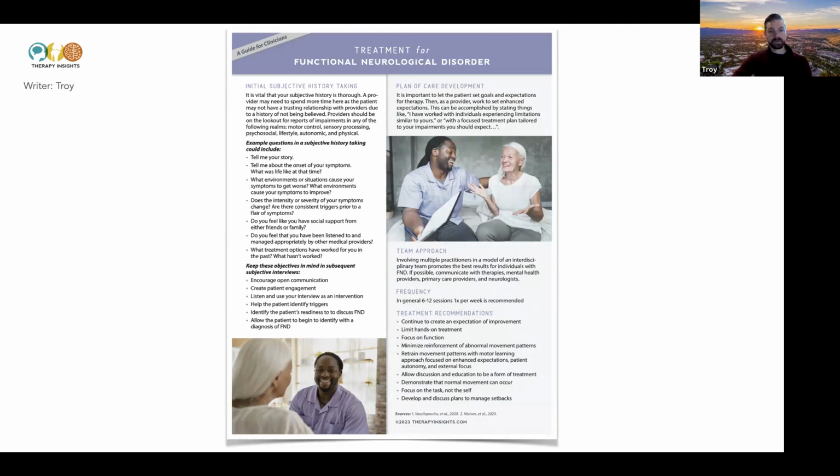As we're going through this, I might go back to that other resource and pull it out and say, hey, do any of these types of symptoms help to explain what you're experiencing? So in that subjective history taking, I'm going to try to have them begin to identify with FND, if we're pretty confident that that's what's going on.